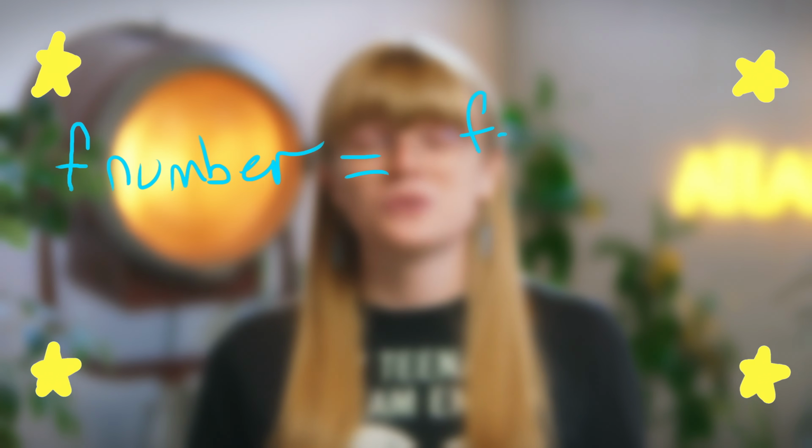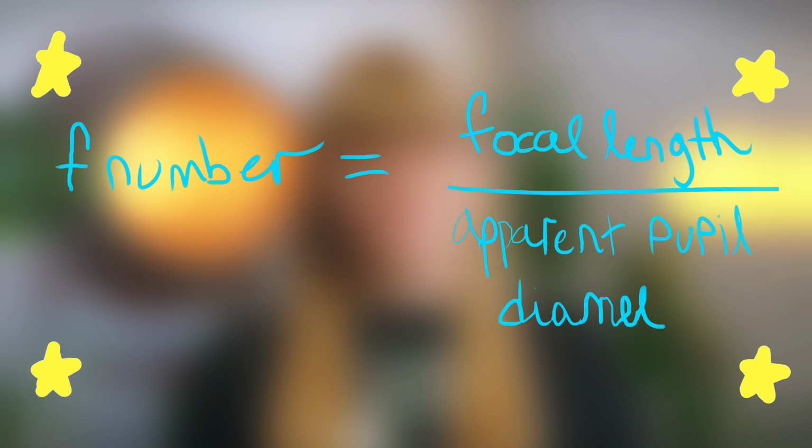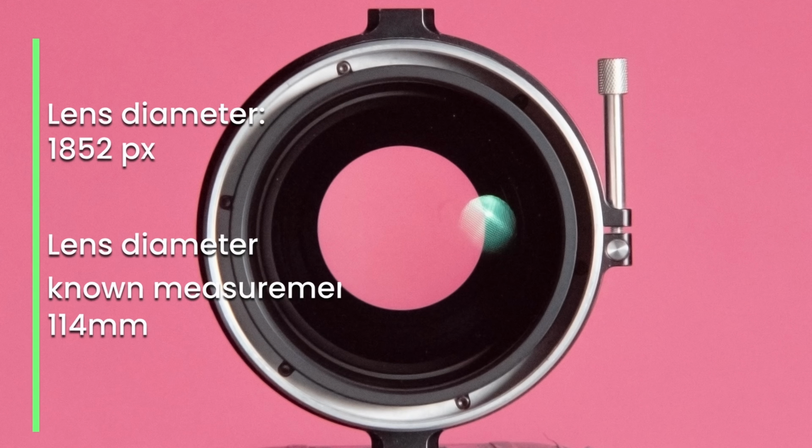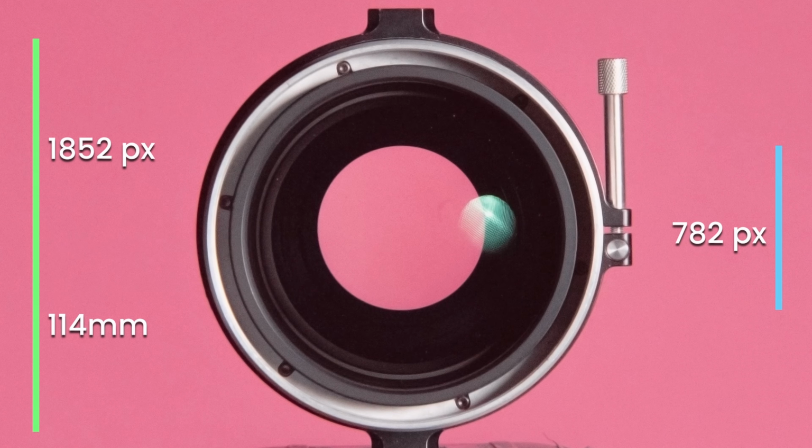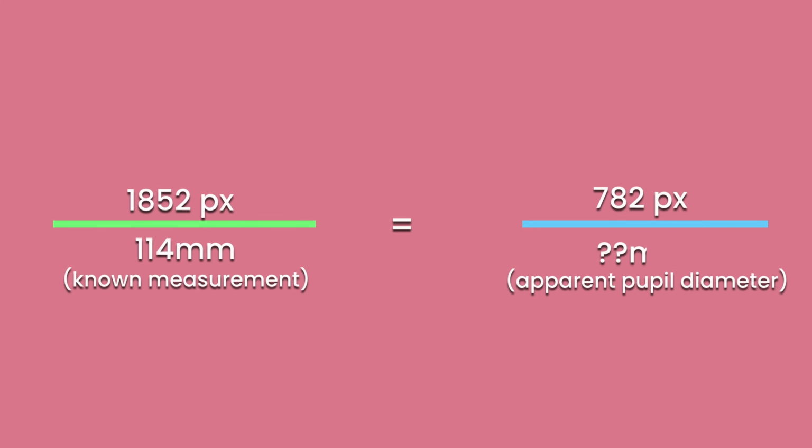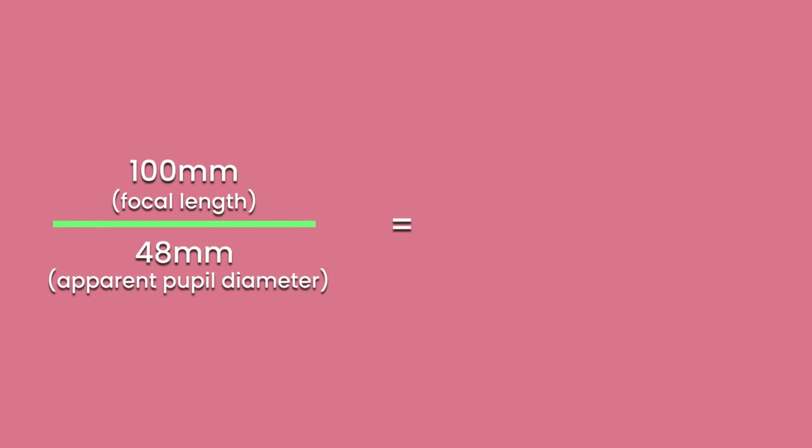The f number is actually a theoretical number derived through a physics equation. F number equals focal length over apparent pupil diameter. Apparent pupil diameter sounds complicated, but it's actually pretty straightforward. When you look down the front of your lens, how big does the aperture look? If we take a photo of the front of the lens and do a quick measurement in Photoshop, we can actually get a really accurate f number really easily.